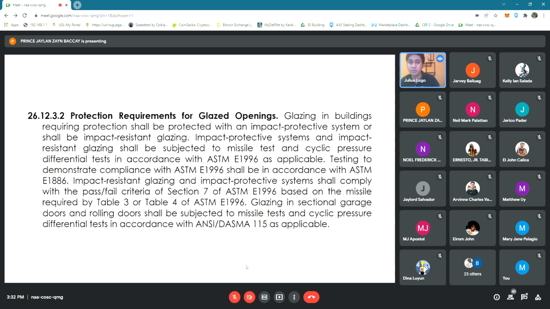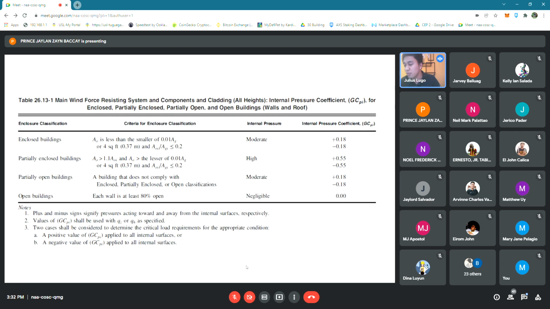Ayan guys, yung mga protection requirements natin. So kahit wala tayong magganyan kasi wala naman tayong i-consider yung glazed openings later on sa design, kasi magko-consult pa tayo ng ASTM. I don't think so. Ang hirap na intindihin ng code eh. So, ito yung mga values natin for GCPI, guys. So, what will be the enclosure classification? We have to determine the enclosure classification.